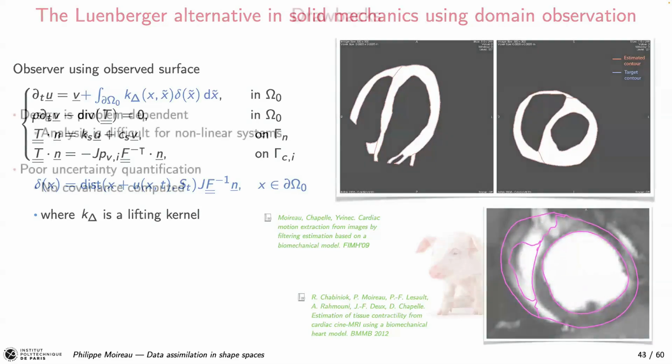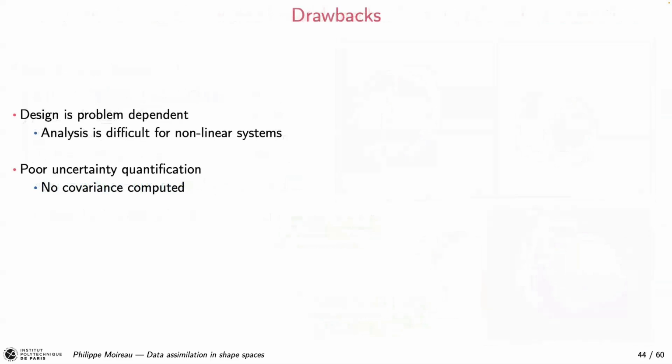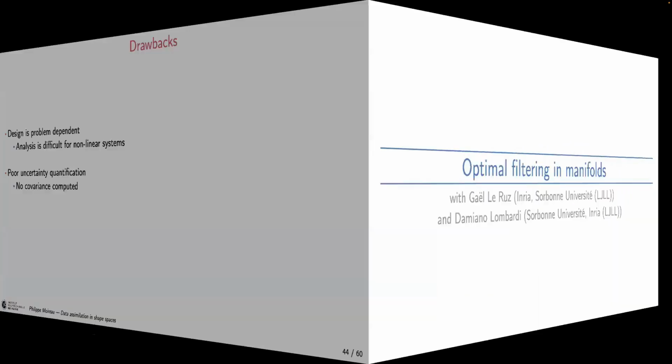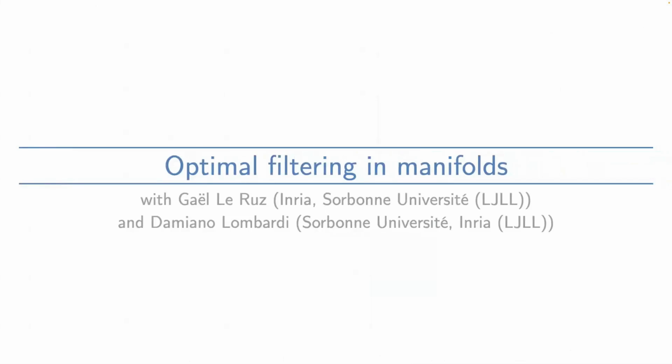Okay. The problem for this method is that you have to design it case by case. Okay. Analysis is difficult and you lose the covariance. So you don't have a quantification of the uncertainties because you lose typically, you know where typically you are looking for some kind of minimum for the value function, but you lose the shape of the value function somehow. Okay, so that was so the idea was to do that on manifold, and that's the end of the talk.